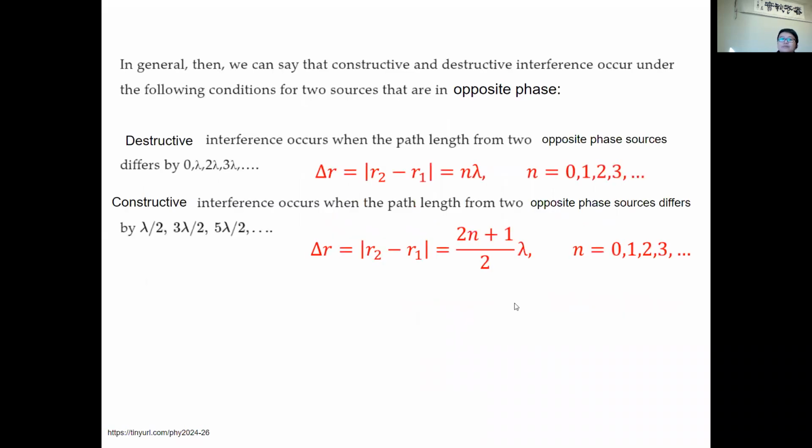On the other hand, if the two sources are in opposite phases, meaning they differ by 180 degrees or pi, then they interfere destructively if their path difference is lambda times integer numbers 0, 1, 2, 3. And they interfere constructively if their wave path difference is half lambdas. So that's the other way around.